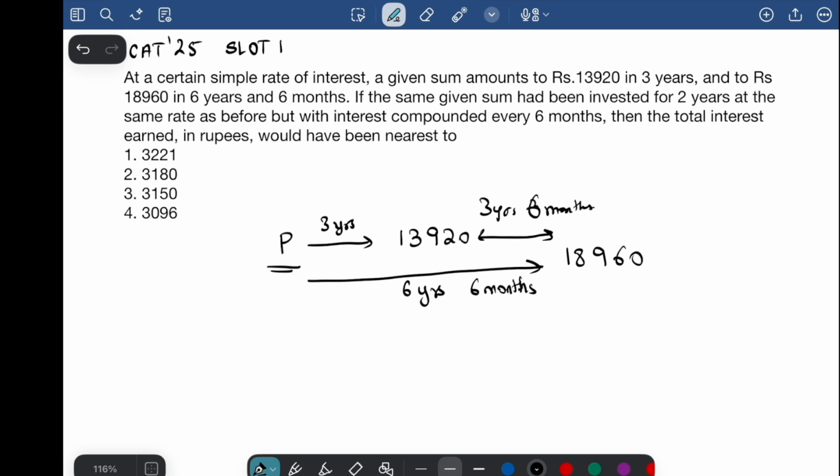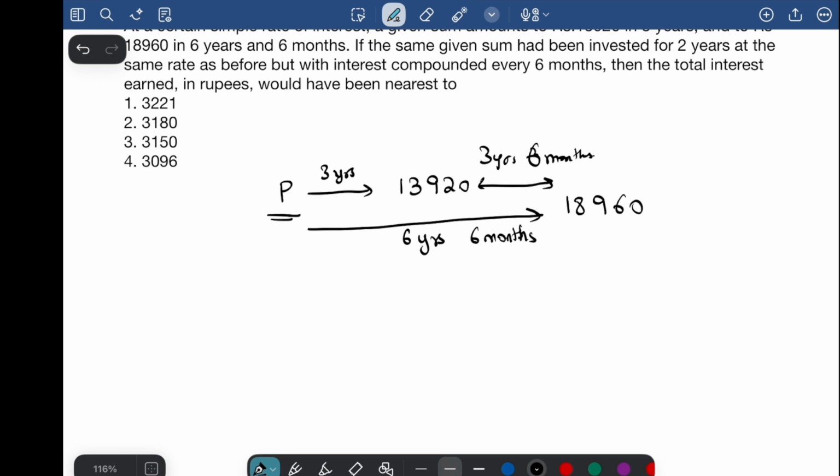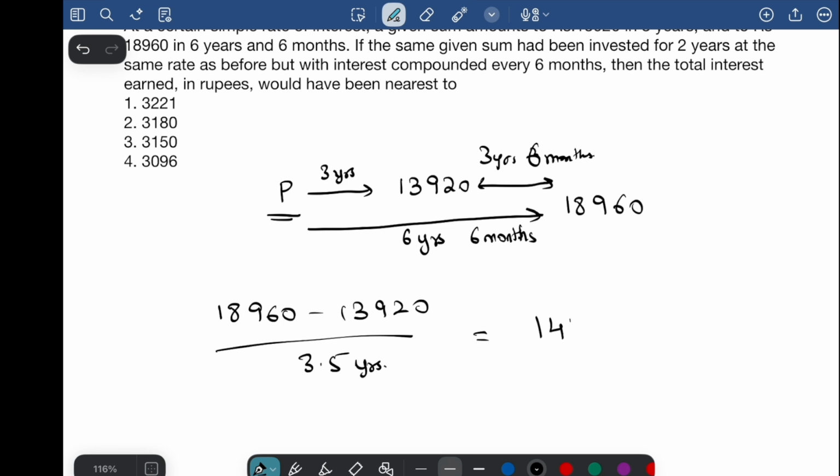So first we find the interest rate. We know that in 3 years and 6 months the investment has gone from 13,920 to 18,960. So we can find per year how much it has gone. That would be 18,960 minus 13,920 divided by 3.5 years. Okay, so this would give us a simple interest per year of 1440.